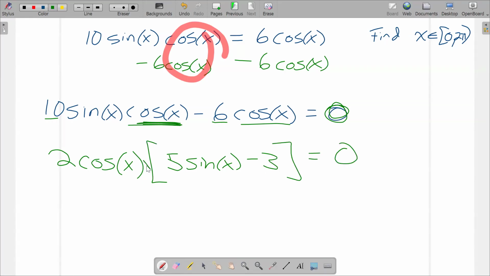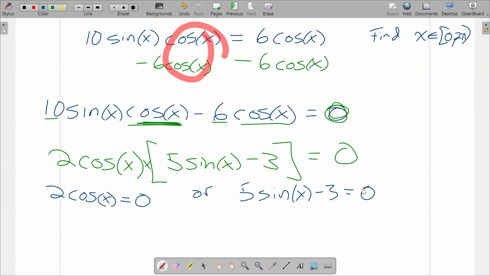So once I can rewrite this as a product, I can now split it into 2 different problems. One of the problems is twice the cosine of x equals 0. Ooh, I like that one. And the other one is 5 sine of x minus 3 equals 0. And we've done ones like that before. All right, so let's solve the easier one first.